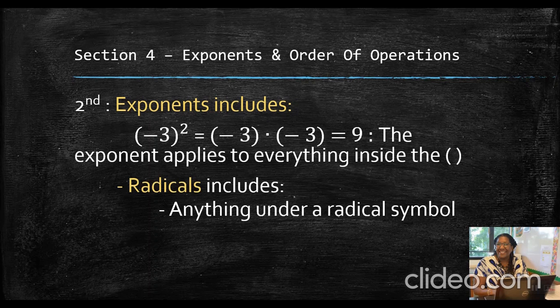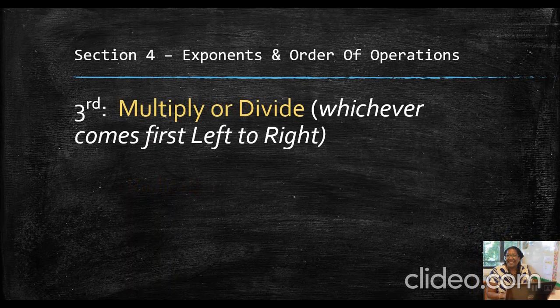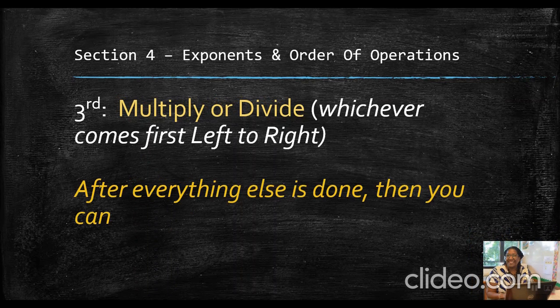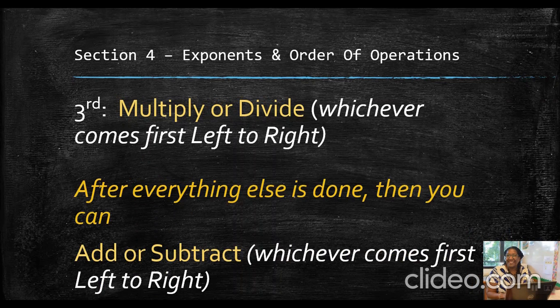And radicals, we talked about the second step including radicals. Radicals includes anything under a radical symbol, like the square root of 4 would be equal to 2. That would be done in the second step. In our third step, multiply or divide, whichever comes first, left to right. After everything else is done, then you can add or subtract, whichever comes first.